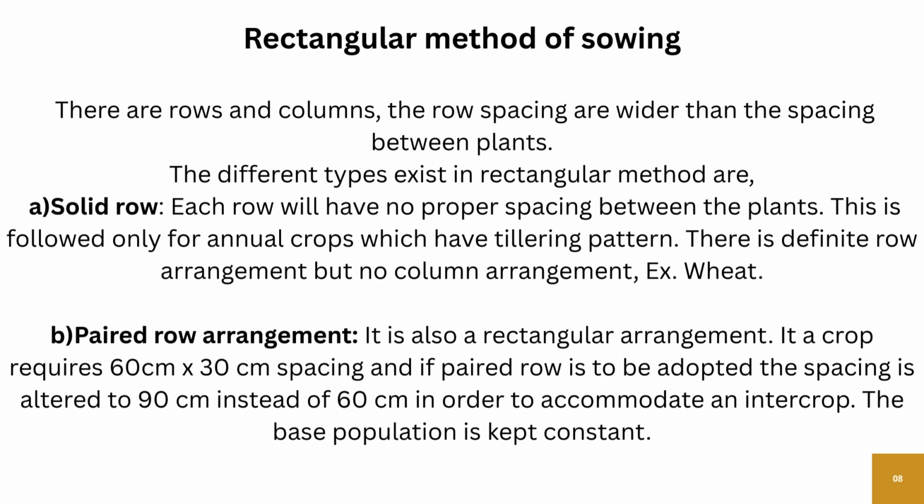B, paired row arrangement. It is also a rectangular arrangement. A crop requires 60 cm by 30 cm spacing, and if paired row is to be adopted, the spacing is altered to 90 cm instead of 60 cm in order to accommodate an intercrop. The base population is kept constant.